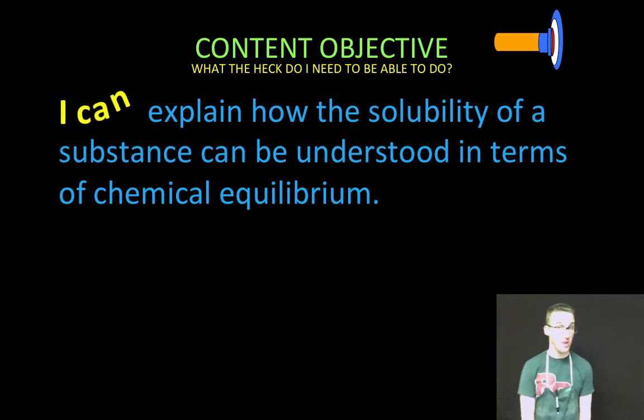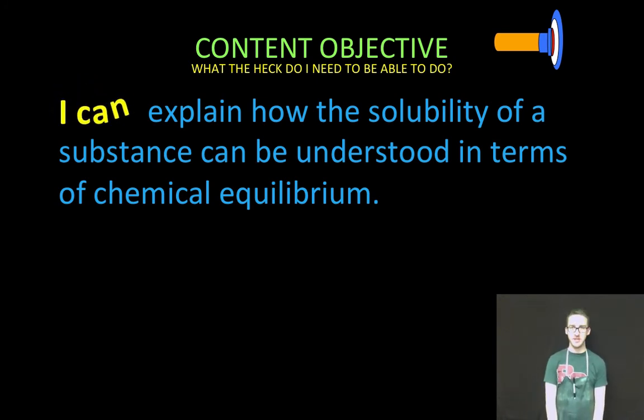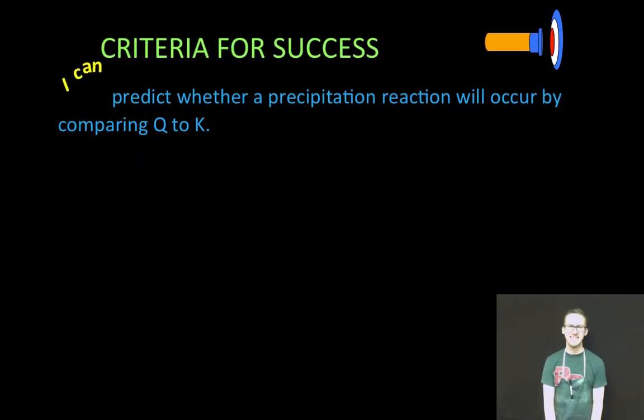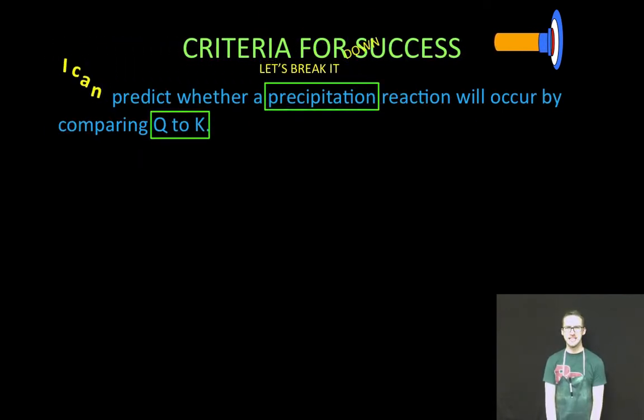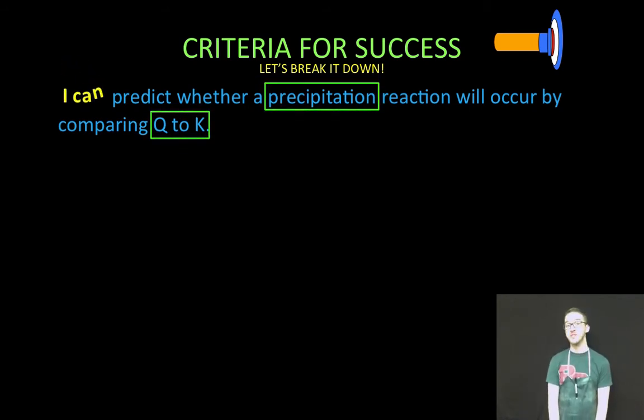We're going to explain how the solubility of a substance can be understood in terms of chemical equilibrium. Breaking it down as always, let's get to the nitty gritty. We are going to predict whether a precipitation reaction will occur by comparing Q to K, or actually K to Q because of that nifty alphabetical trick.